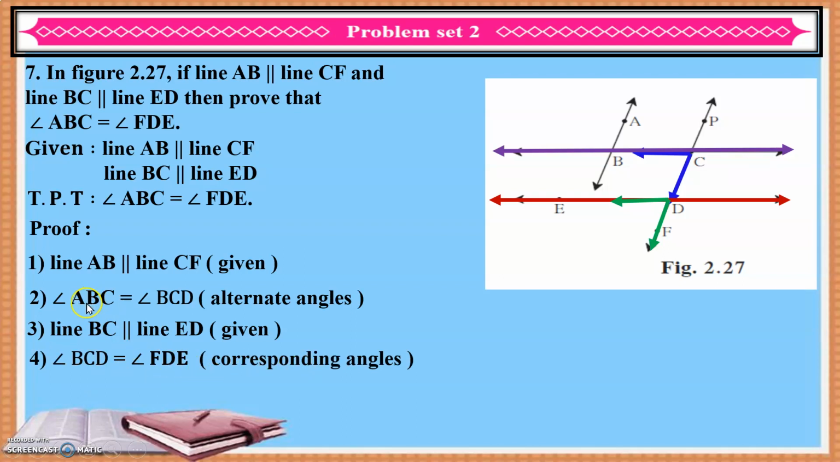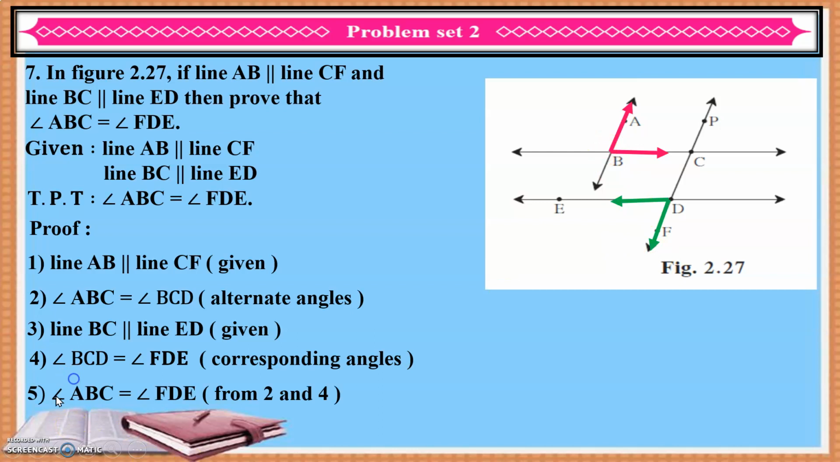Now we have seen angle ABC is equal to BCD and BCD is equal to FDE. That means we can say ABC is equal to FDE. So see in the figure also, I'll show, the green angle is equal to the blue angle and the blue angle is equal to the red angle. That means I can say the red angle is equal to the green angle. Now which is the red angle? ABC, and which is the green angle? FDE. So I can write the next step, that is angle ABC is equal to angle FDE from 2 and 4.